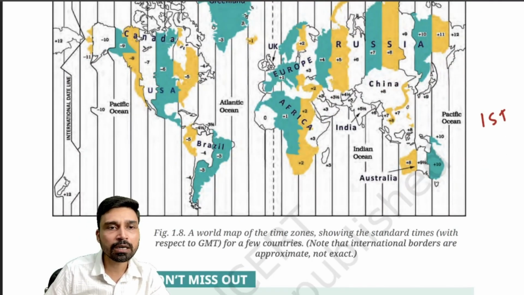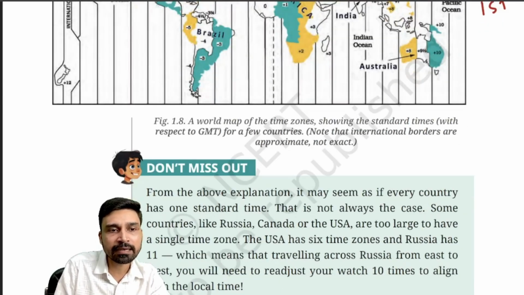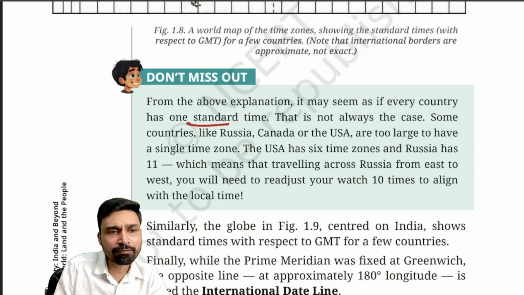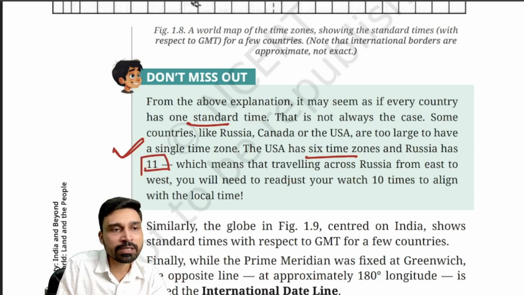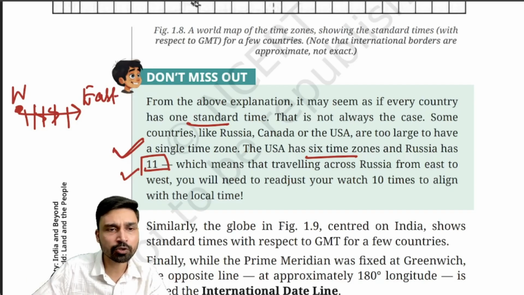But many countries in the world are so longitudinally extended that they cannot have one standard time. An example is countries such as Russia, Canada, US. They have such a large longitudinal extent that they have multiple time zones. Example is US, which has 6 time zones. Russia has 11 time zones. That means if you are starting your journey from the west of Russia and you would want to go to the east part of Russia, you will have to change the time in your watch by 10 different times because you have 11 different time zones.